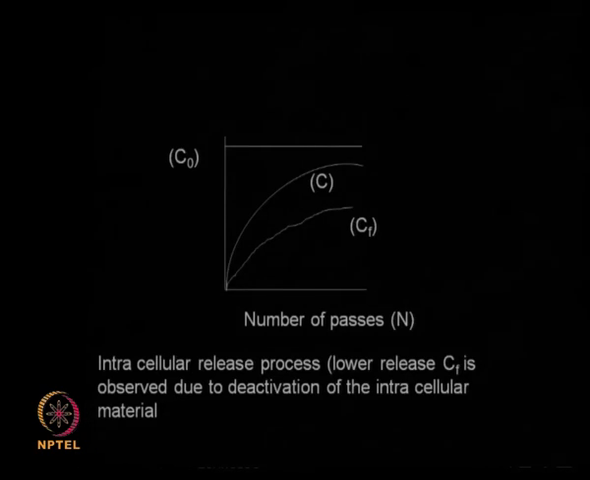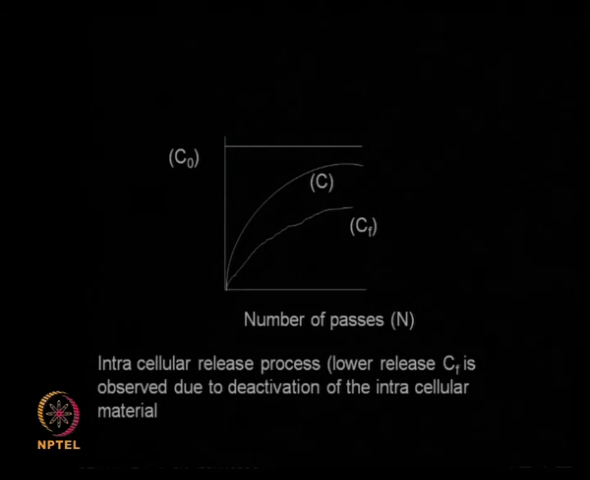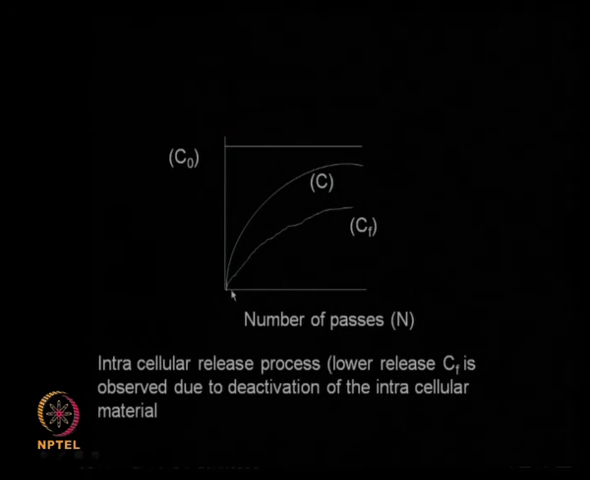So just like we had a relationship between C, that is the concentration of the product observed in the extracellular region as a function of time, we can also have a relationship between the concentration of the product in the extracellular region as a function of number of passes. So if I keep increasing the number of passes through the homogenizer or cell disruptor, you are going to collect more material, and generally it follows an exponential type of relation, that is a first order type of relation. Okay, it is a good approximation to consider.